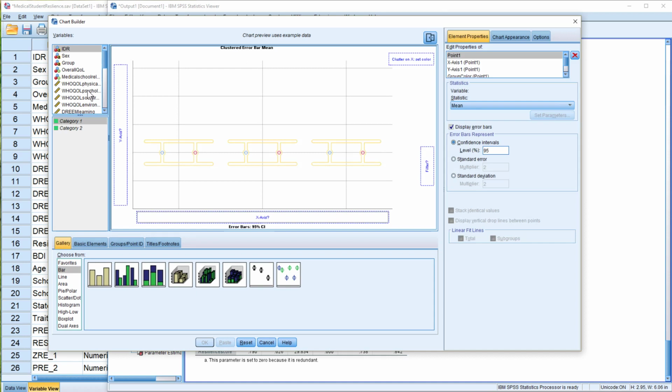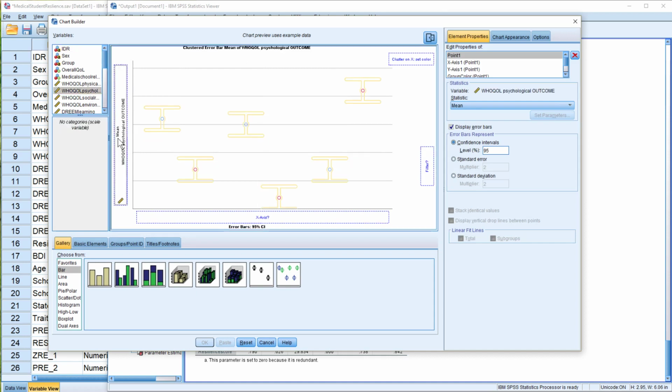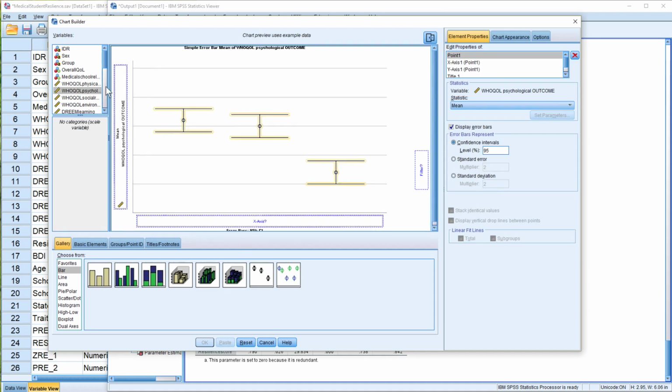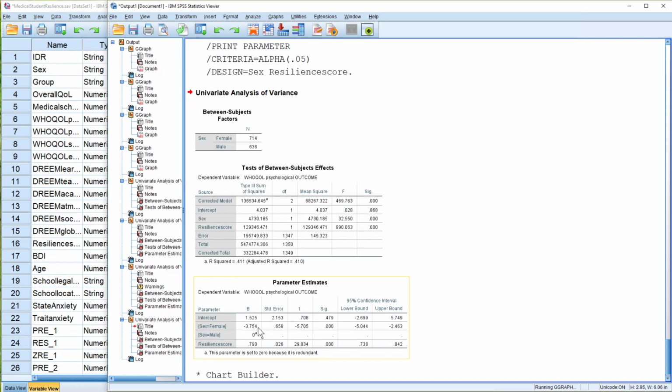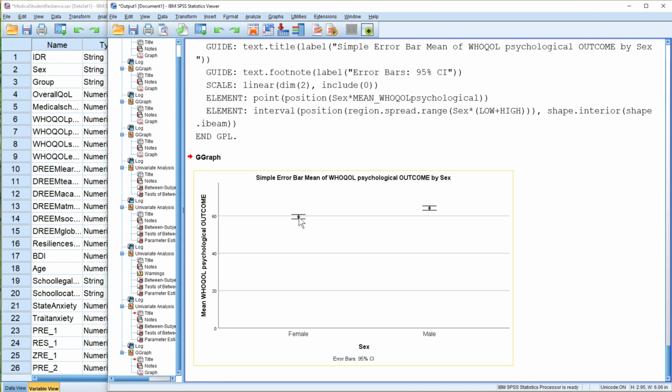So we're going to have a look at our psychological quality of life. Oh, I really just want a plain one. For gender. And this doesn't have our resilience anywhere on it. So we're just looking at this main outcome between the genders. And here we can see that the females are a bit lower than the males.